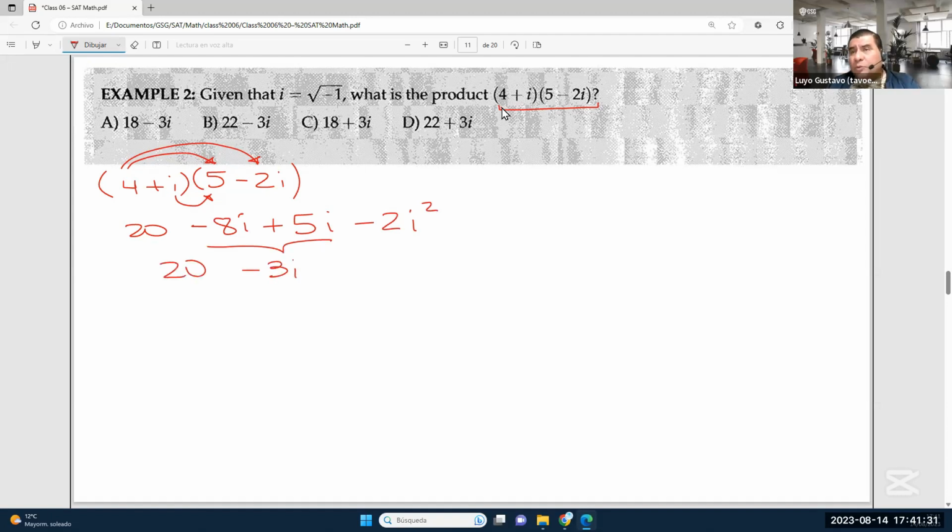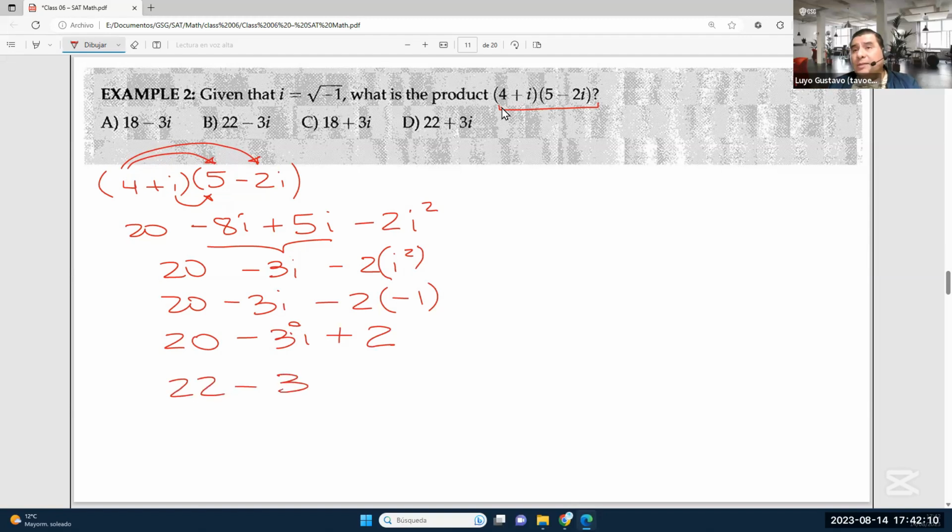But what happens with 20 and -2i squared? We don't see any of these options in the answer choices. Well, it's simply that. Take a look. What is I squared, did we say just a moment ago? The square of I is -1. So you have this 20 minus 3i minus 2 times -1. So these two negative signs cancel and you get 20 minus 3i plus 2. So 22 minus 3i.